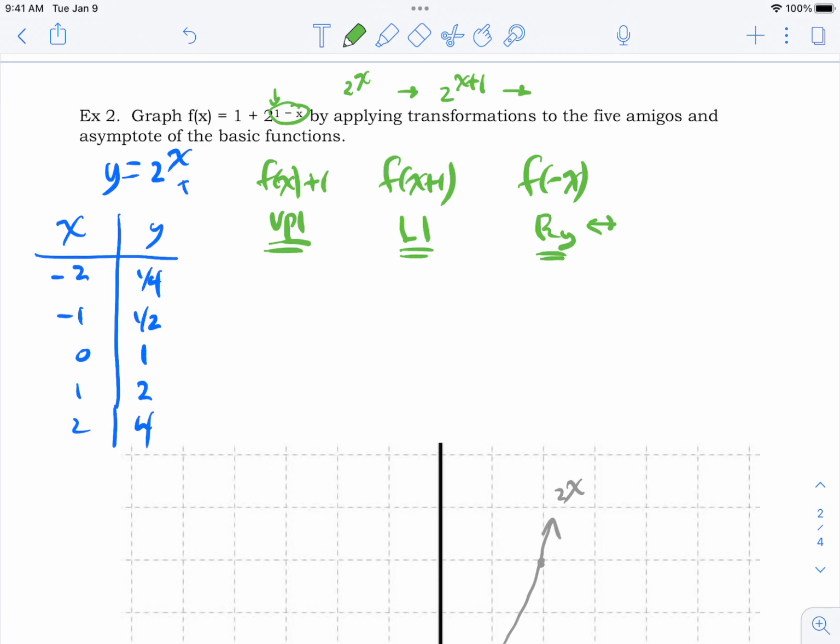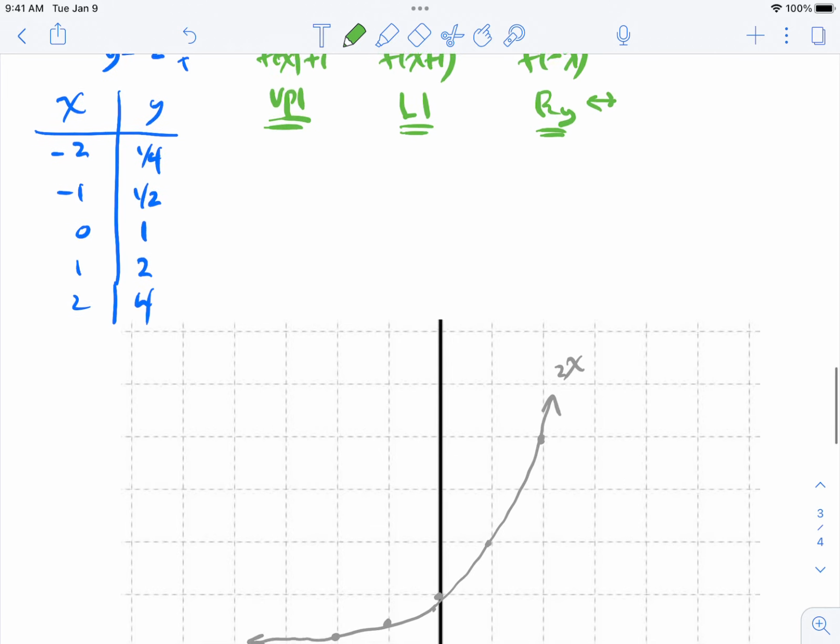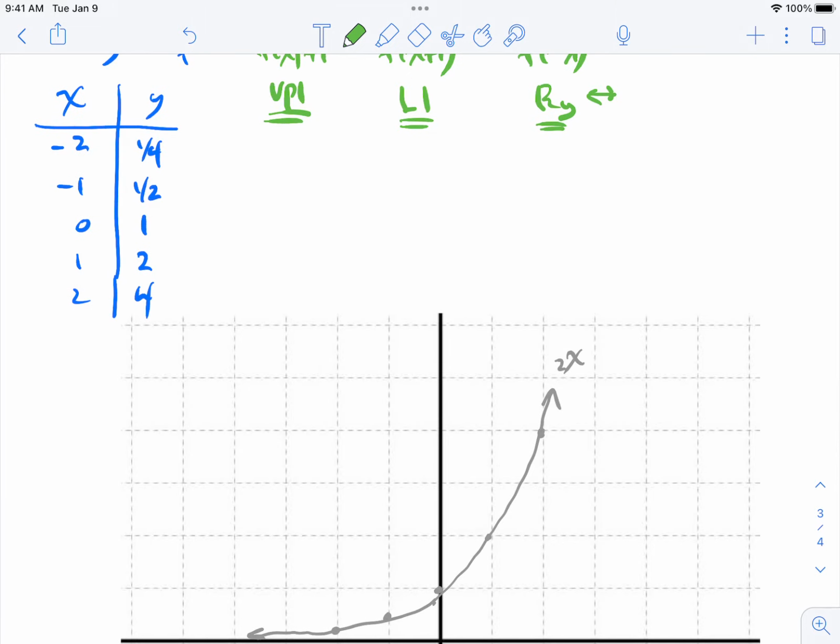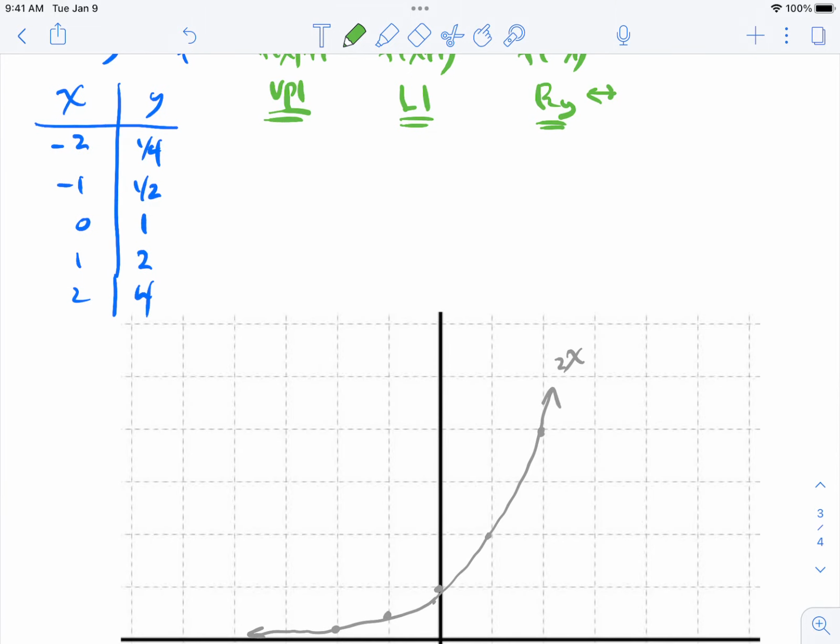So those are the 3 things I want to do to these points and to these asymptotes. Do all 3 things. So let's start. I'm going to start with this point. Go up by 1. Go left by 1. And now reflect over the y-axis. I end up over here, like that. Take the point that used to be here.